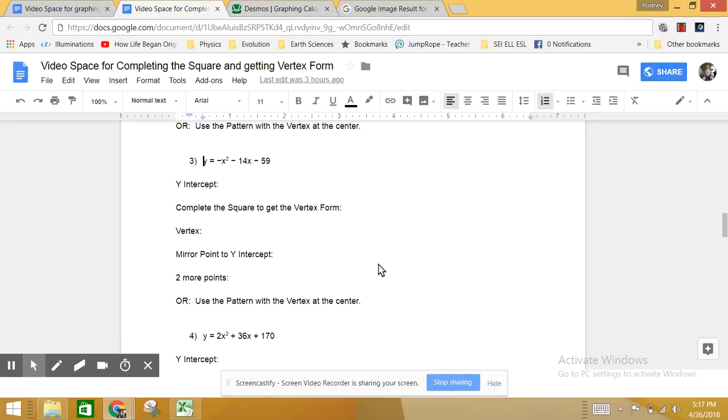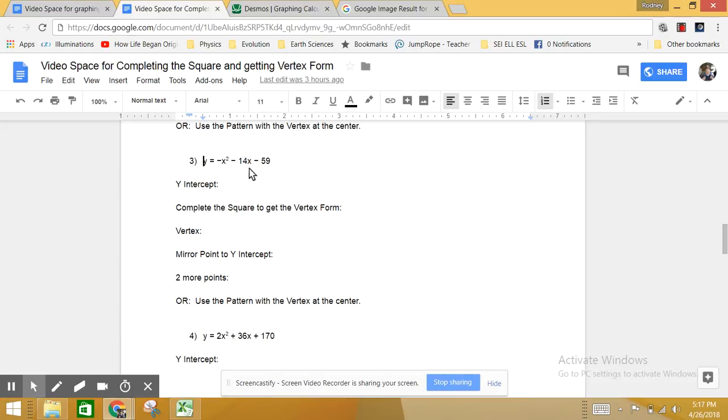Now you may have been wondering, what do I do to complete the square and then map the vertex form of something that looks like this? Negative x squared, this is number 3 from the homework for C and E block. Negative x squared minus 14x minus 59, where my lead coefficient isn't just a plain old 1. Well, I'm going to do a video on how to do that for you.